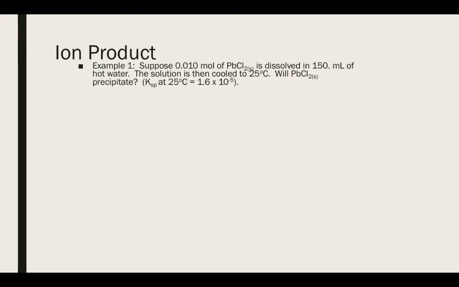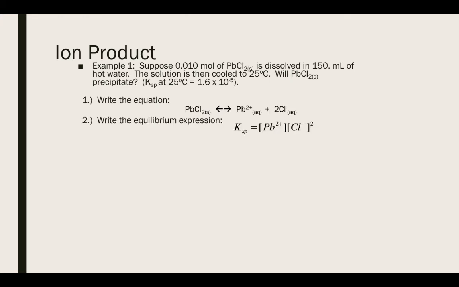Let's look at an example. Suppose that 0.010 moles of lead-2 chloride are dissolved in 150 milliliters of water. The solution is then cooled to 25 degrees. Will the PbCl2 precipitate? And we're also given the KSP value at 25 degrees Celsius. First, let's start by writing an equation as always, and then our equilibrium expression. This is always our starting point.